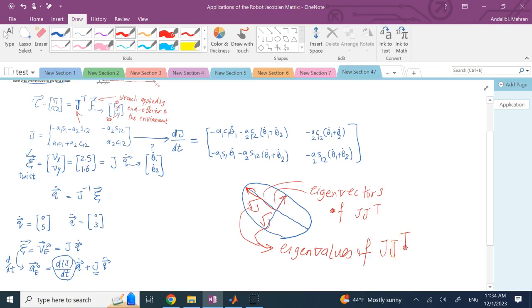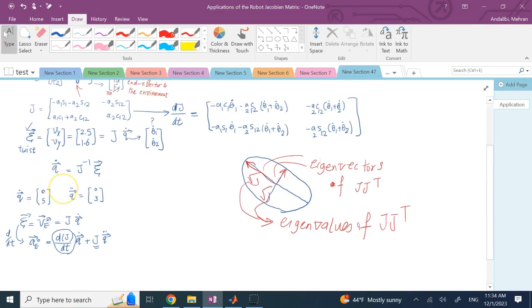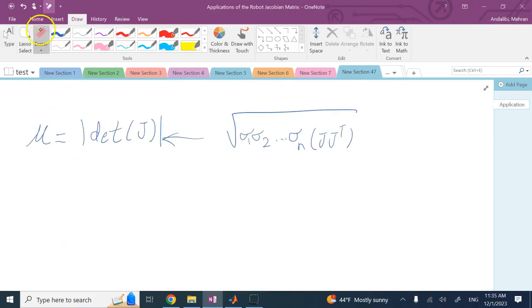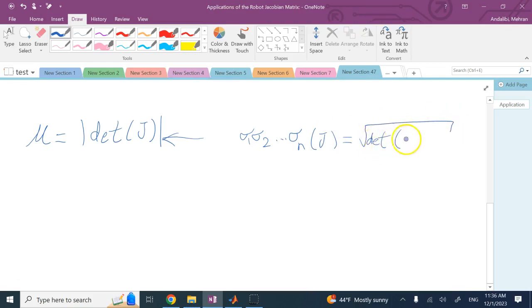Okay, so that's what we need to do here, right? I need to quickly clean up something here. This is not the square root, the mu, and this is just J. Okay, so the mu is just the product of the singular values of J, or it is equal to the square root of the determinant of J J transpose. Okay, this is mu in general.